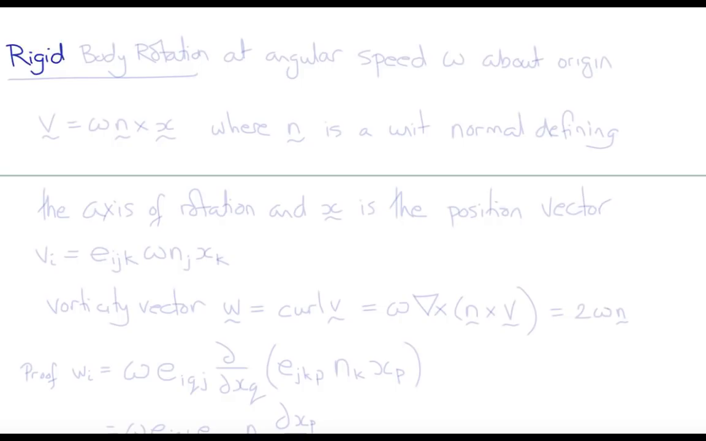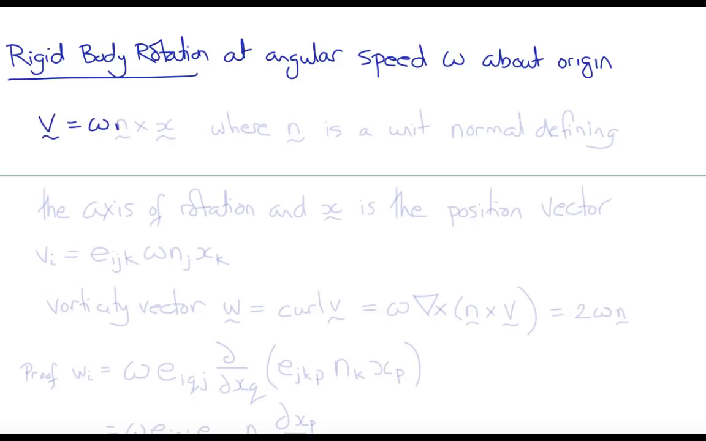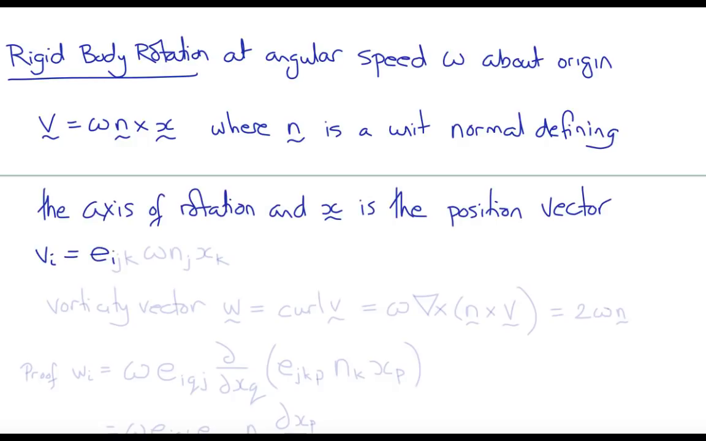This next example is a rigid body rotation, but it's a rigid body rotation at a constant angular speed, omega, about the origin. So if omega is the angular speed, then the velocity vector, v, would be omega times the vector that's the cross product of the unit normal defining the axis of rotation and the position vector x. Now expressing this in index notation would be vi equals eijk, the permutation symbol, times omega times njxk.